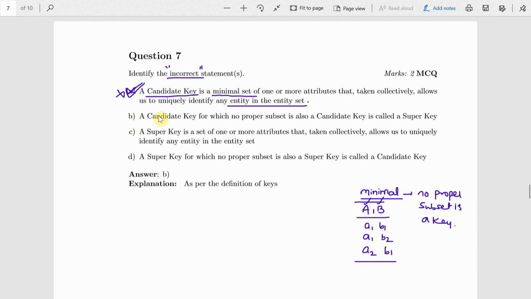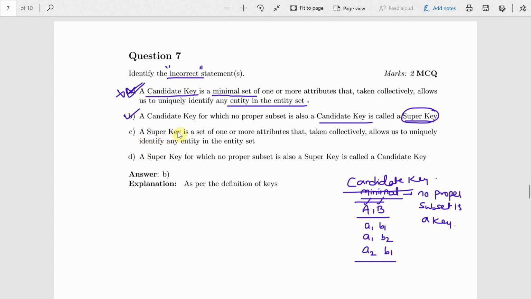Coming to option B: a candidate key for which no proper subset is also a candidate key is called a super key. If no proper subset of a candidate key is a candidate key, it is called a candidate key, but not a super key. Because it is not a super key, option B is an incorrect statement. Because the question asks for the incorrect statement, the answer is option B.